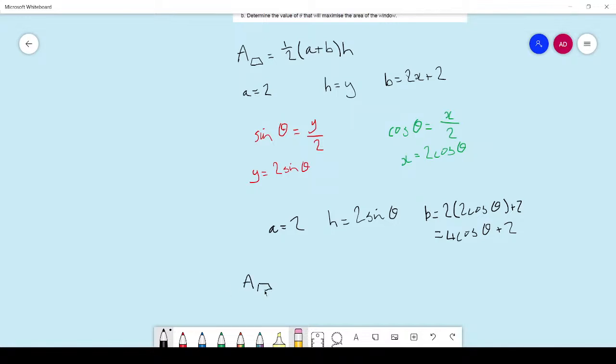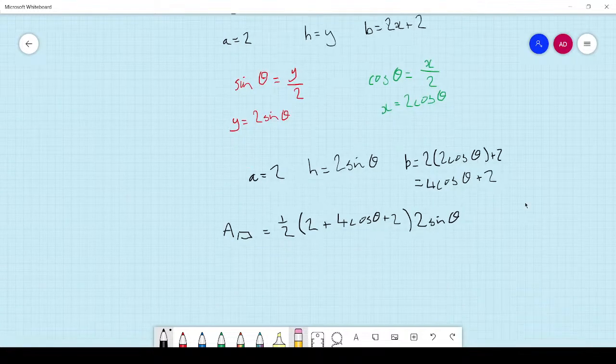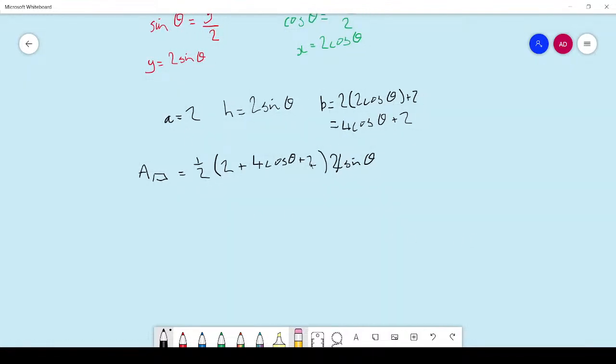So area of trapezium equals half times a, which is 2, plus b, which is 4 cos theta plus 2. This is quite a mess. Times h, which is 2 sine theta. So now we just have to clean this up. Straight away, a half times 2 is 1, so this can cancel out. Then we have 2 plus 2 inside the brackets is 4, plus 4 cos theta, times sine theta. And so the last step here is 4 sine theta plus 4 cos theta sine theta.